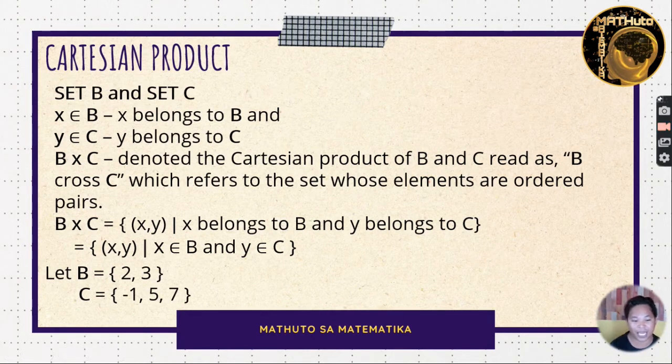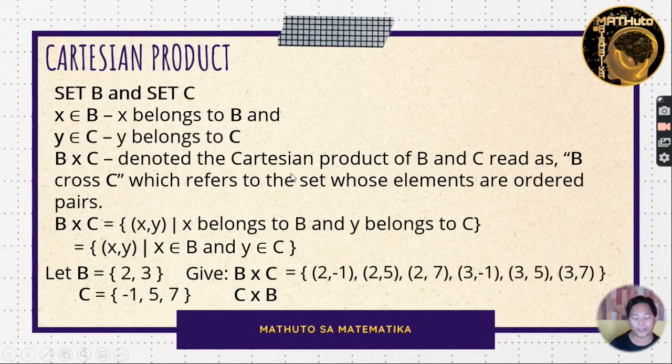Let's have set B. Contains the elements 2, 3. And for set C, we have negative 1, 5, and 7. So find or determine B cross C. So we're going to multiply the elements from B to C. So 2 times negative 1, 2 times 5, 2 times 7. And we have also 3. So i-multiply natin siya sa element ng C sa lahat. 3 times negative 1.